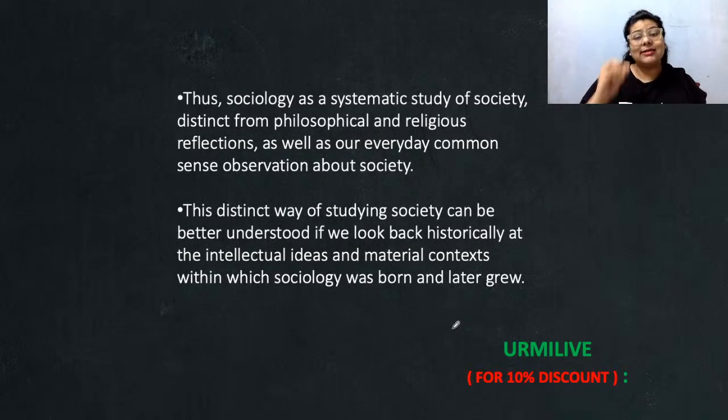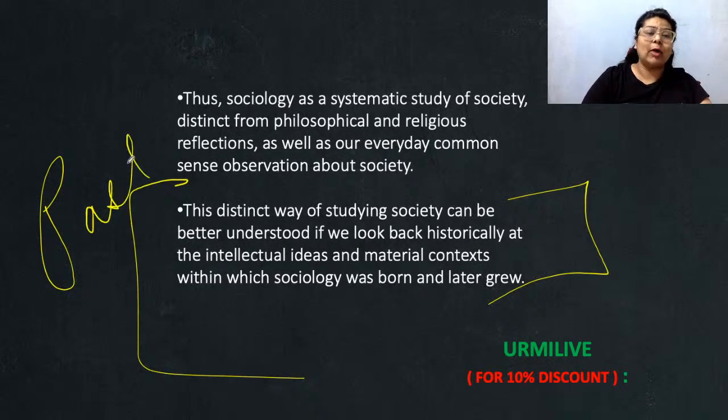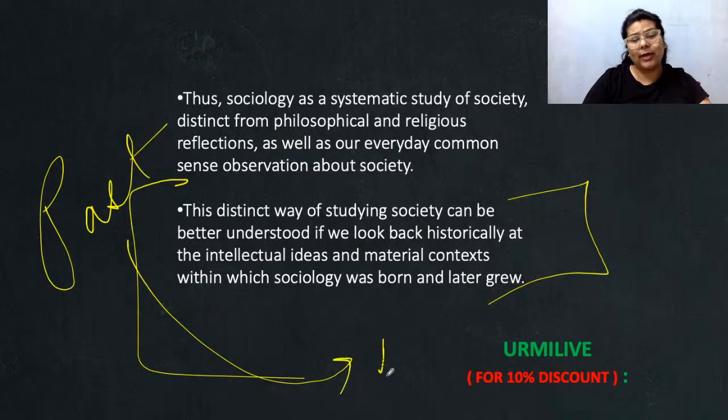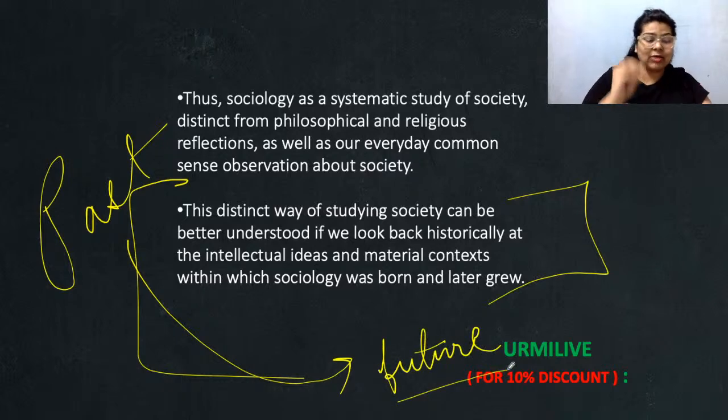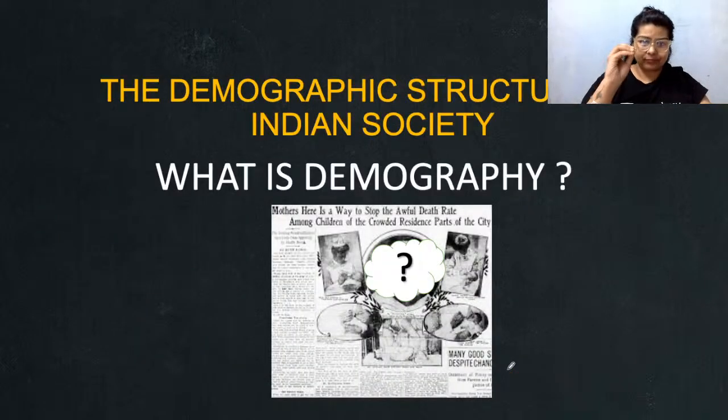Not just this, the distinct way of studying society can be better understood if you look back in history. Now, without history, sociology is not possible. Why? Because only when you know the past, you know more about it, and then you reach the point where you're speaking about the future. So you need to know about your past. History is very important if you have to know things about society and sociology, because they were born and they later grew together. Next is the second chapter, which is the demographic structure of Indian society.